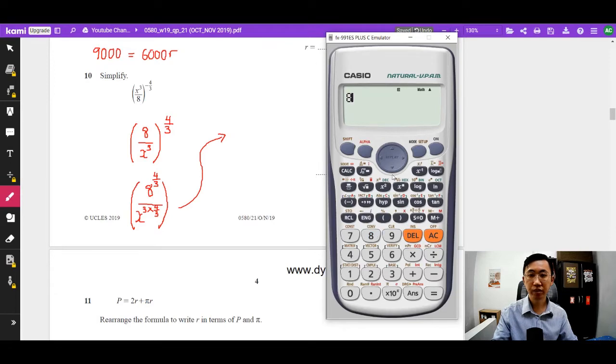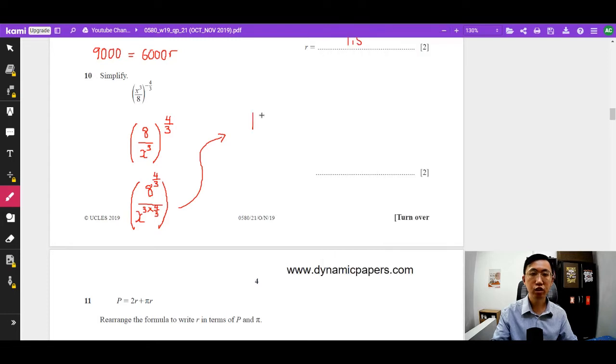So 8 to the power, type this button, 4 over 3. Go down, press equal. So you can see 16. So we are going to write 16 on top, divided. You can actually remove the bracket, really not important.